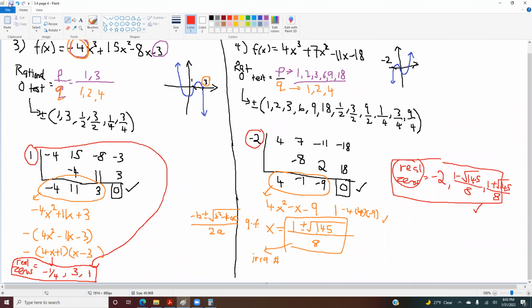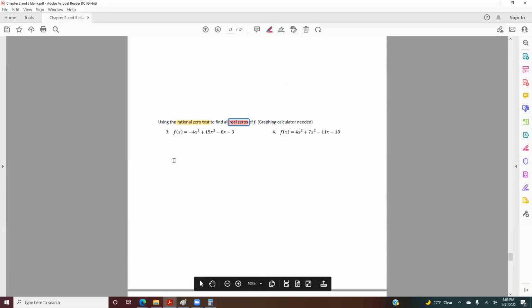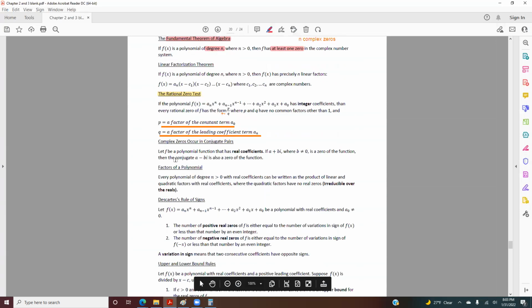Okay. So make sure you guys know this; it's pretty important. This is your first theorem, and it's a very important theorem. It's called the rational zero test, or rational zero theorem. So this is important. The next important theorem that we have is called the complex zero conjugate theorem.